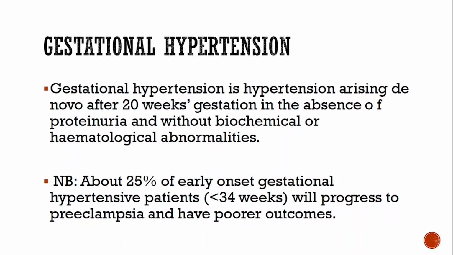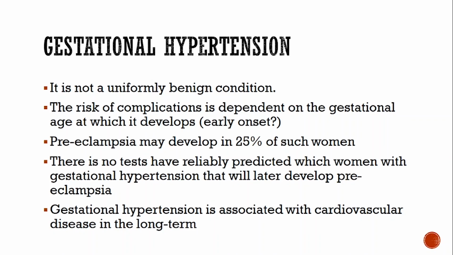About 25% of early onset gestational hypertension, that is less than 34 weeks, some definitions say less than 35, but what is common is less than 34 weeks, will progress to preeclampsia, and these will have poorer outcomes. So it is important for us to know that it's not uniformly benign, like we said earlier, and the risk of complication is dependent on the gestational age at which it develops. Remember, we mentioned the early onset. There is no test that can reliably predict which women will develop gestational hypertension at a later date. However, we are going to mention over the course of this lecture some other tests that have been recommended, and one can use them to say that a patient can actually have gestational hypertension or preeclampsia in future.